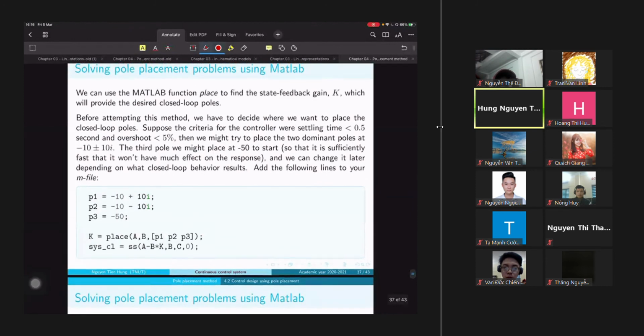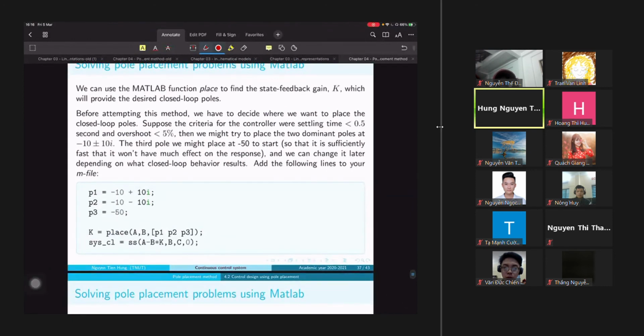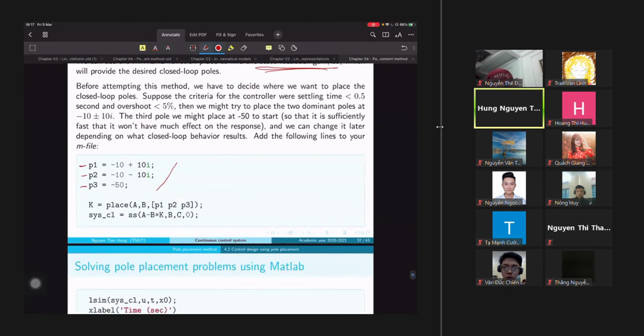Okay. After that, you can find the state feedback gain K. Of course, here we assume that we can observe all of the states. First, you can try any poles you want, and I assume that I use pole number 1, number 2, number 3. Okay, 3 poles, and we would like to place the system AB at this position.